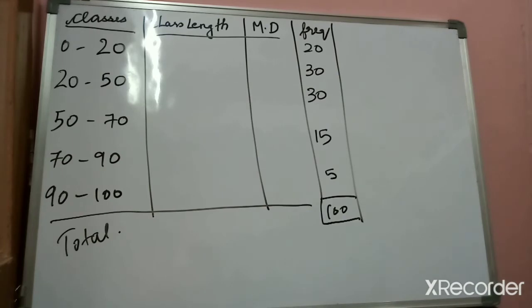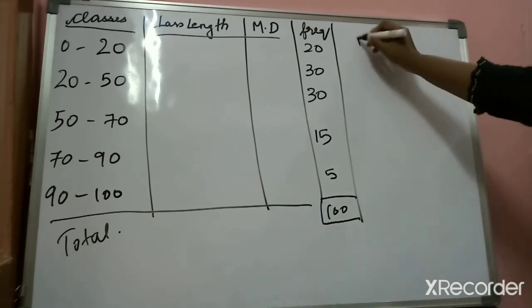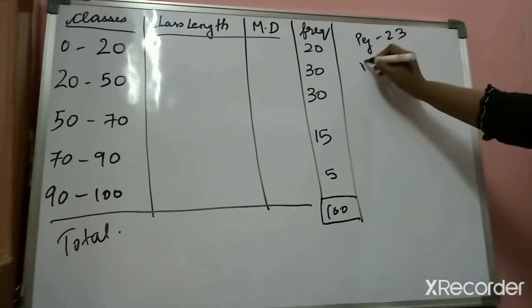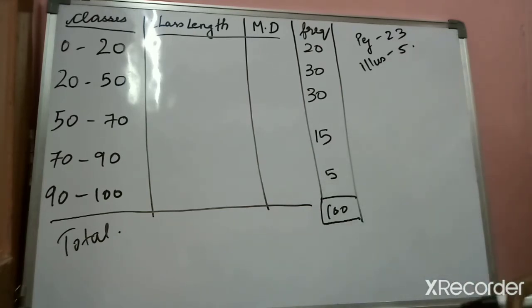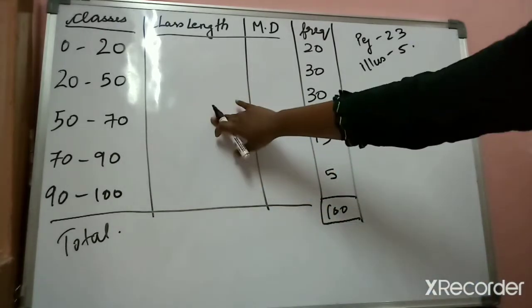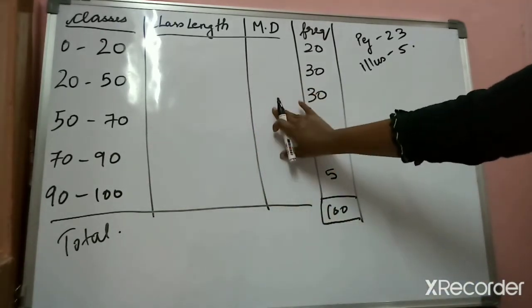Now let's come to page number 23 of your textbook, illustration number 5. Clear? So the question says the following frequency distribution of unequal class length is obtained for some data. Prepare a frequency distribution stating class length and mid value of each class. Now this question is asking you to just find out the class length and also the mid value, nothing else.